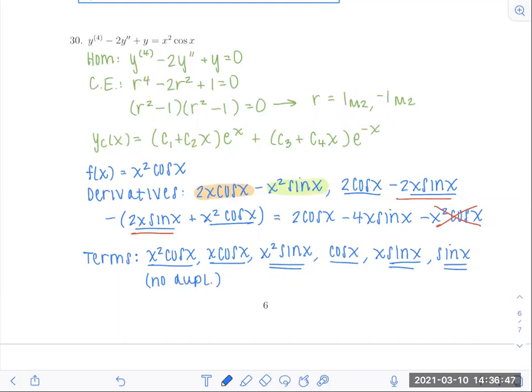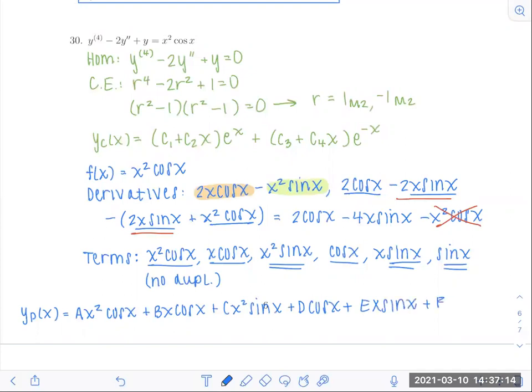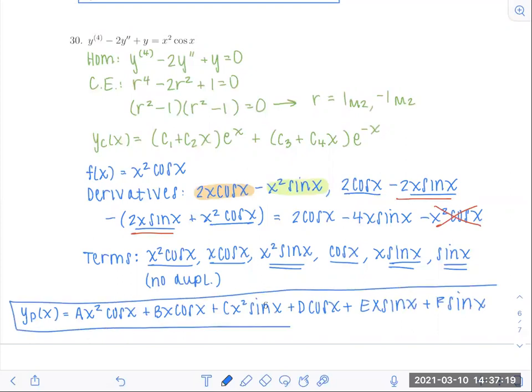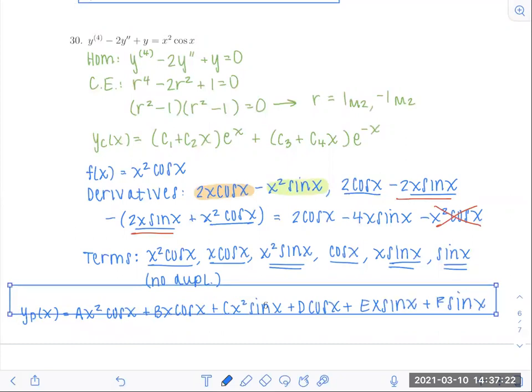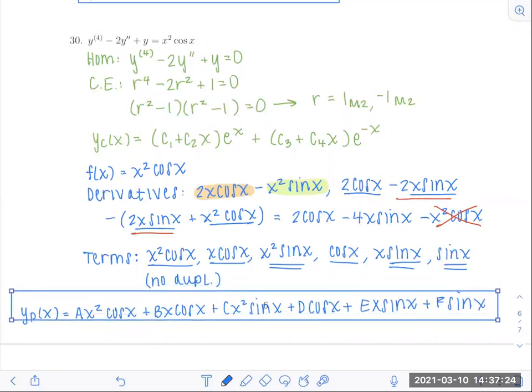So let's go ahead and write out our y_p. I'm going to scoot it over so I have room. So I'm just going to take a linear combination of all of these guys. I have a x squared cosine x plus b x cosine x plus c x squared sine x plus d cosine x plus e x sine x plus f sine x. So this whole function here is going to serve as our particular solution.